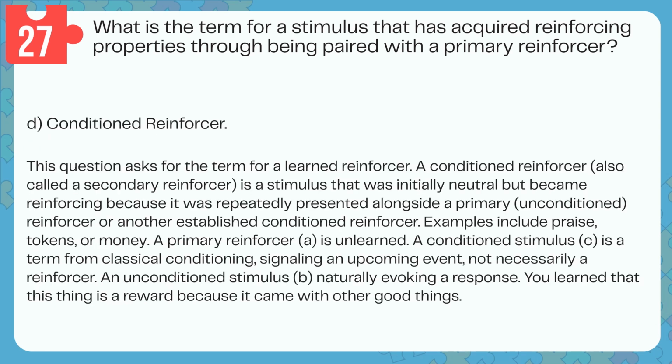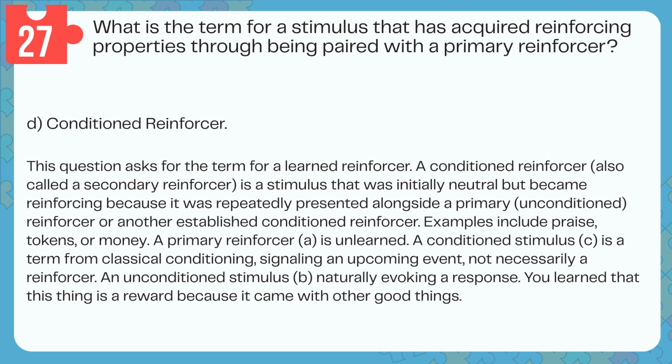Answer D. Conditioned reinforcer. This question asks for the term for a learned reinforcer. A conditioned reinforcer, also called a secondary reinforcer, is a stimulus that was initially neutral but became reinforcing because it was repeatedly presented alongside a primary, unconditioned reinforcer or another established conditioned reinforcer. Examples include praise, tokens, or money.